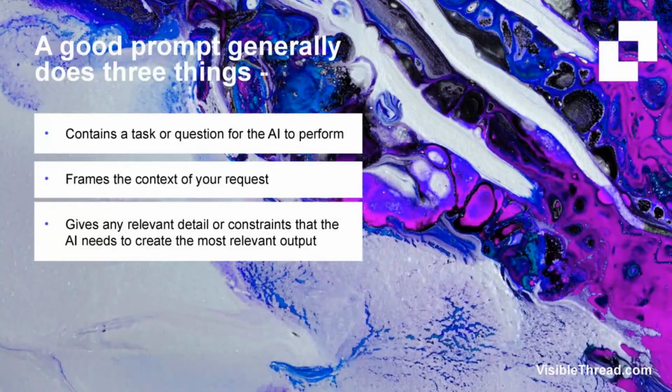At the most basic level, a good prompt generally does three things. It's going to contain a task or question for the AI to perform.